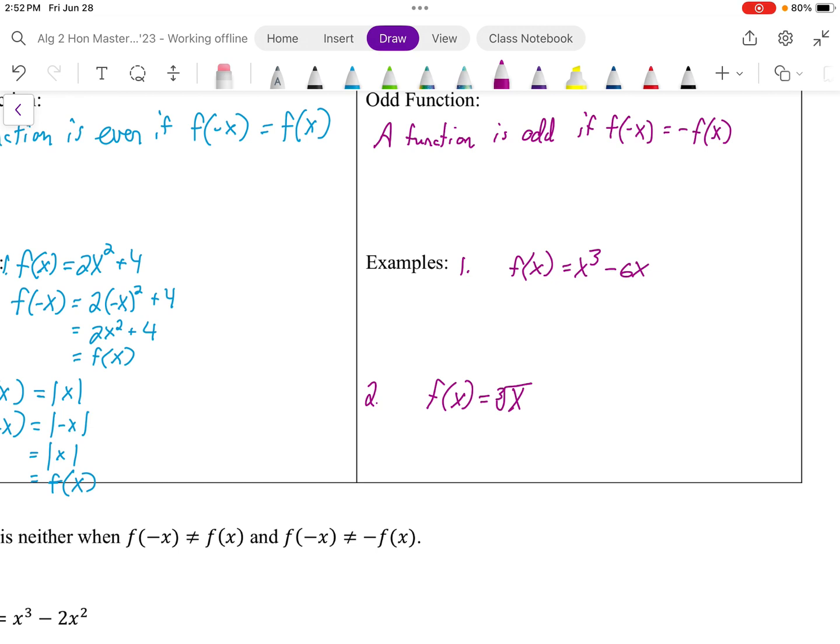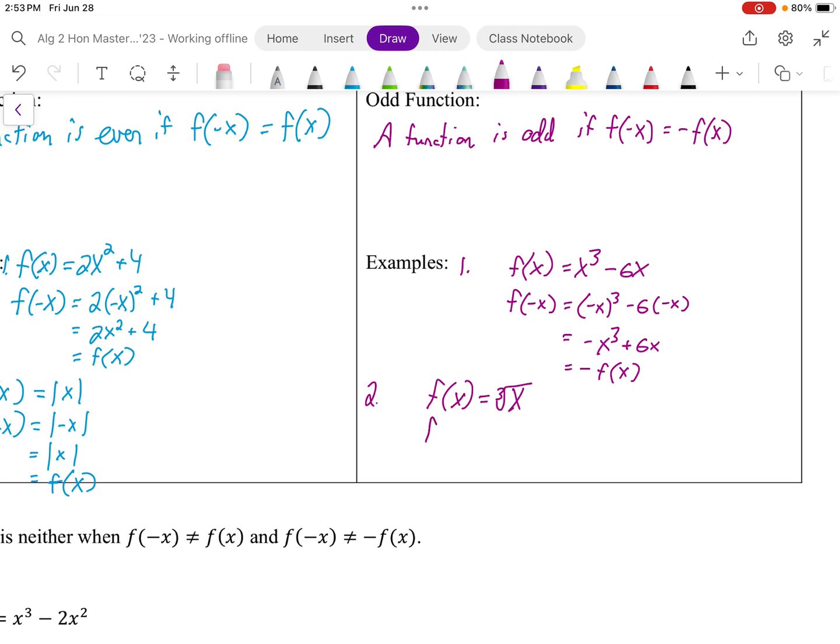So for the first function below, f of x equals x cubed minus 6x, we're still going to do f of negative x, which is negative x cubed minus 6 times negative x, which is equal to negative x cubed plus 6x. Notice it's the opposite of the entire original f of x, so it's equal to negative f of x. Therefore, the function is odd.